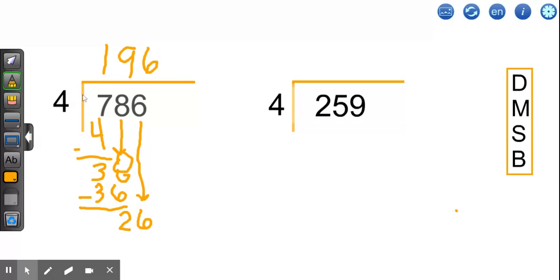So 4 times 6 is 24. Put our answer down there. Finish up with subtract. 26 subtract 24 is 2. The next step is bring down, but we actually have nothing left to bring down. So we call this little guy the remainder. And we put remainder 2. So 786 divided by 4 equals 196, remainder 2.